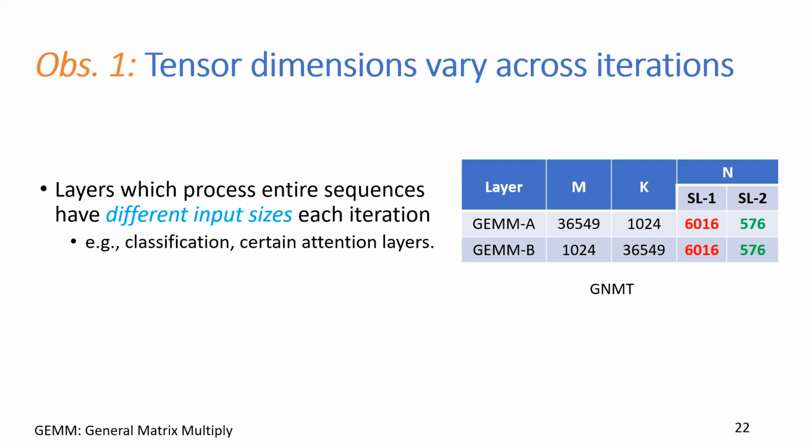We first observe that the same operation across iterations can have different input sizes. In this table, we specifically show input dimensions of matrix multiplication or GEMM operations of two different GNMT layers for two different iterations. As can be seen, the dimension n of these GEMMs can vary significantly across iterations of different sequence lengths. This happens as SQNNs can consist of layers such as the attention layer and the classification layer, which process entire sequences at the same time.